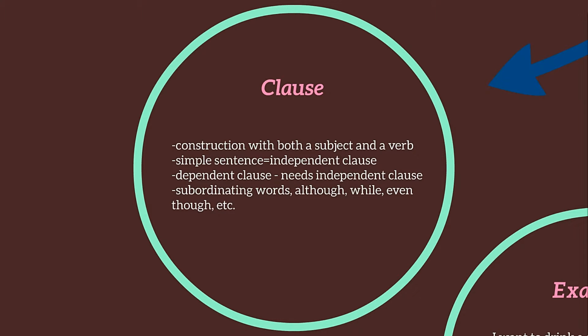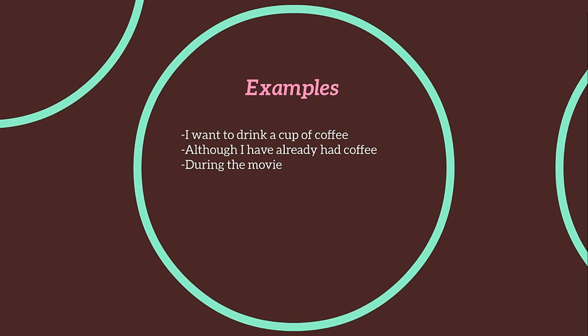If you'll remember, an independent clause can become dependent if we add a subordinating word or words to it, like although, while, and even though. Let's take a look at some examples. In this first one, we have a subject and a verb, or if you prefer, a character and an action or state of being. Our subject or character is I, and our verb or state of being is want. Since this has both criteria, it's a clause, and since it makes sense by itself, it's an independent clause.